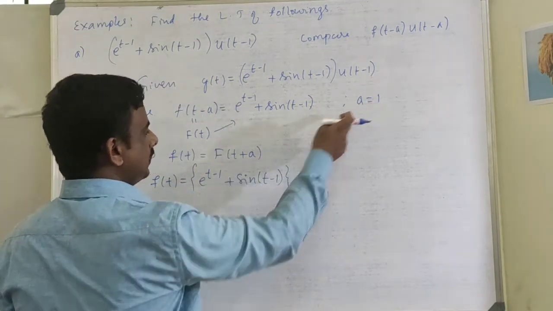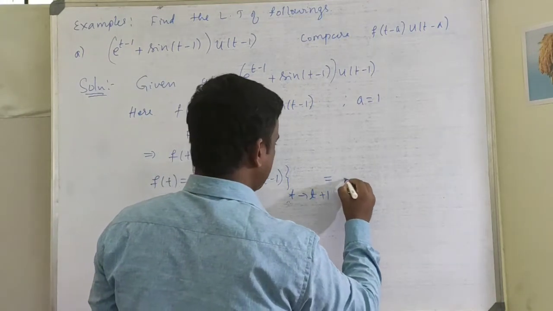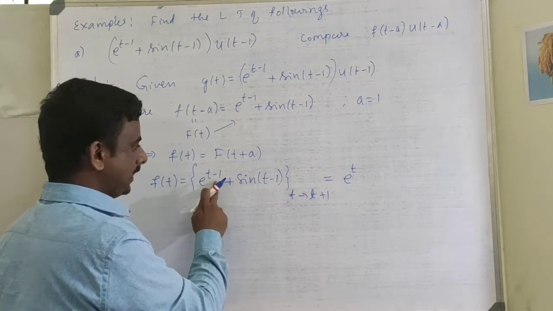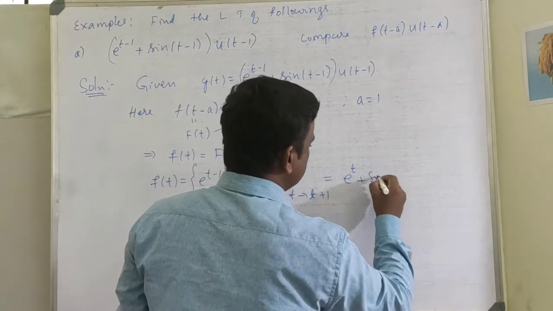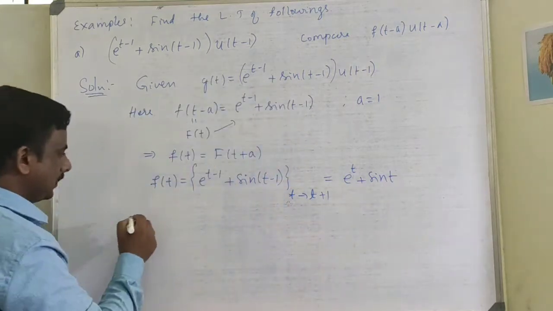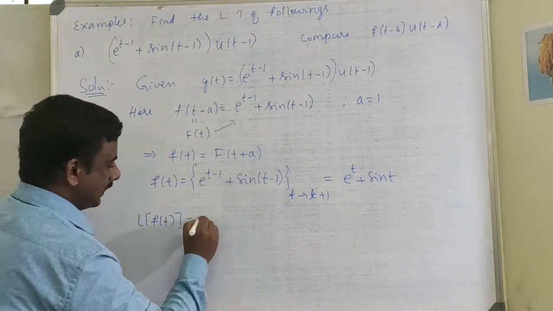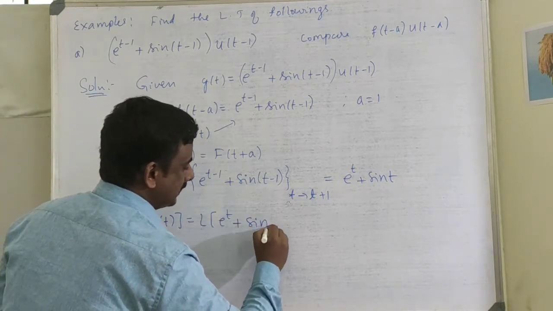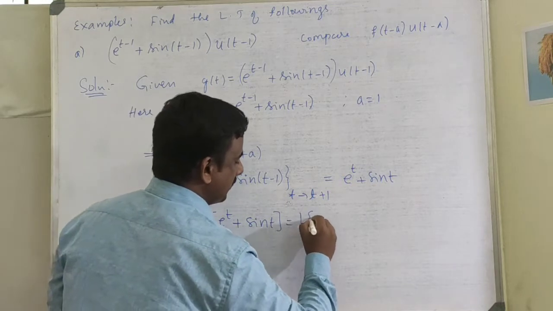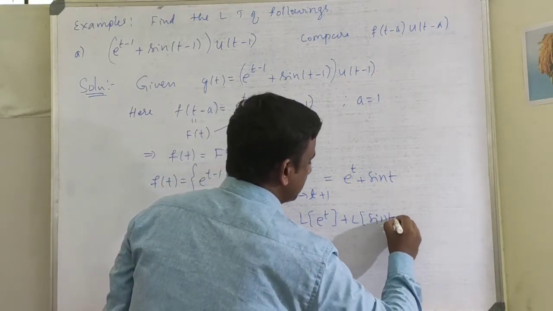So, a is 1. So, I have to replace t by t plus 1. So this will be then e power t plus 1 minus 1, that is e power t plus sin t. So Laplace transform of f of t will be Laplace transform of e power t plus sin t, that is Laplace transform of e power t plus Laplace transform of sin t.